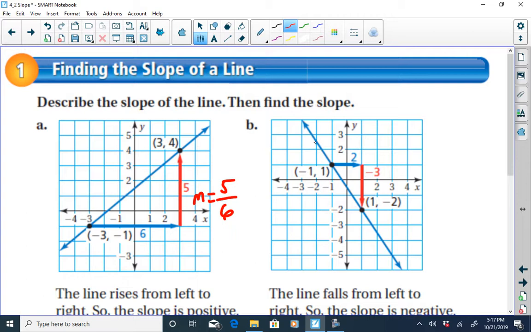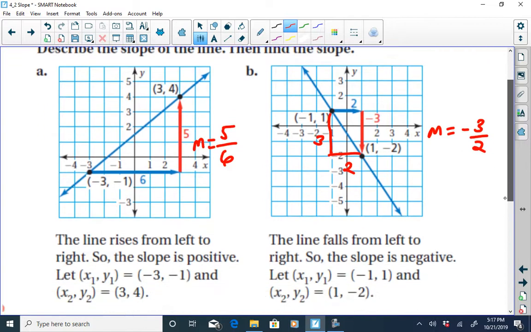My next line, I notice that it falls from left to right, so I know my slope is going to be negative. The vertical change is 3, the horizontal change is 2, so my slope would be negative 3 over 2.